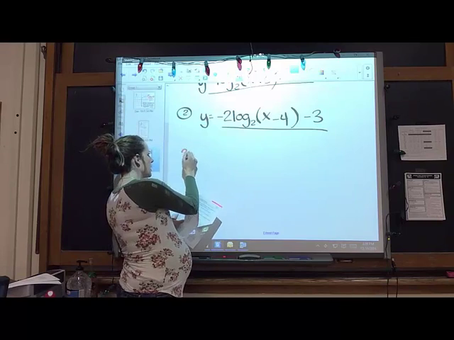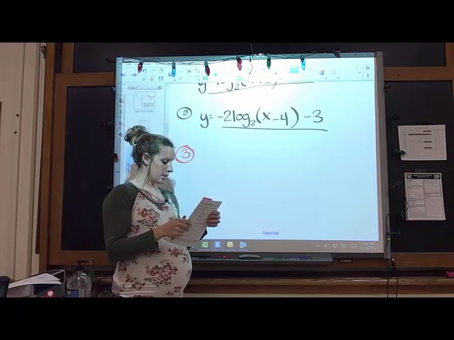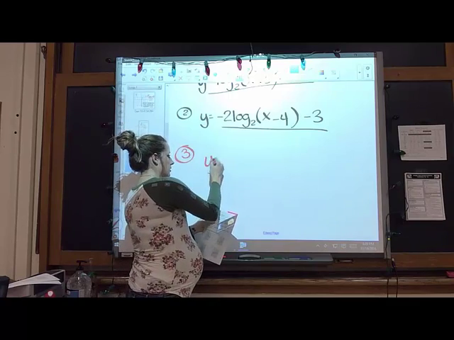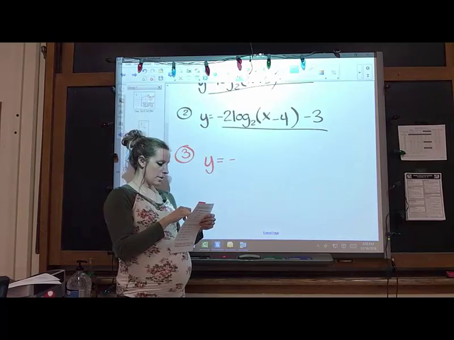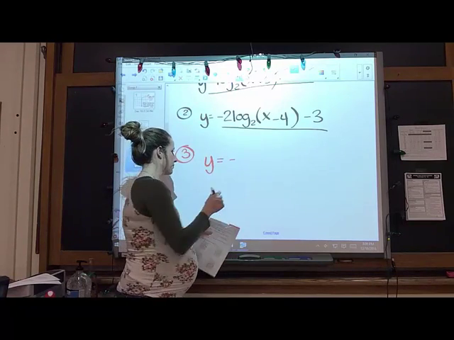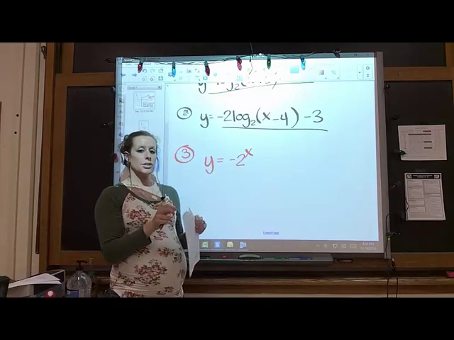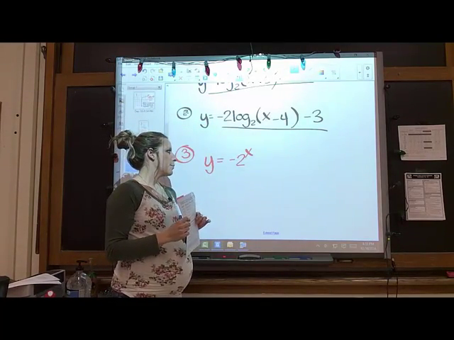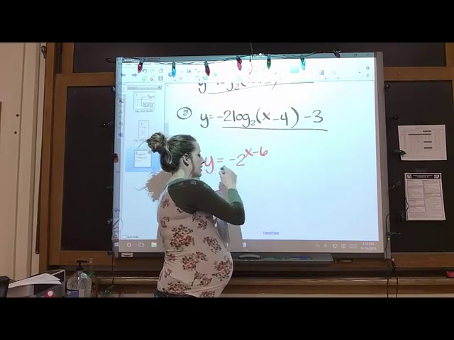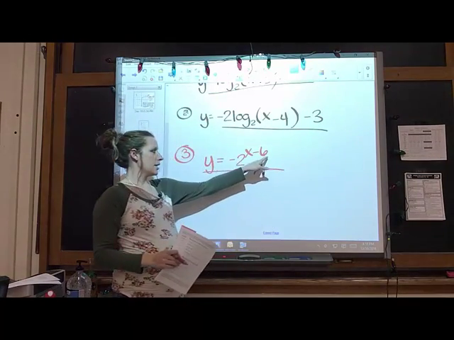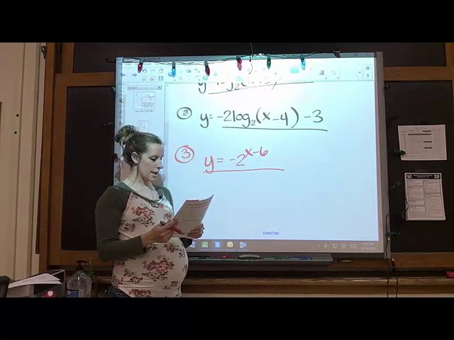Okay, number 3, we're starting out with y equals 2 to the x power. We're going to reflect it, so we're starting off with a negative, and we're going to shift it to the right. So we're taking that 2 to the x power, and we need to shift it to the right. So it's going to be in the exponent with the x, and it does the opposite. So we need a minus 6 in the exponent.